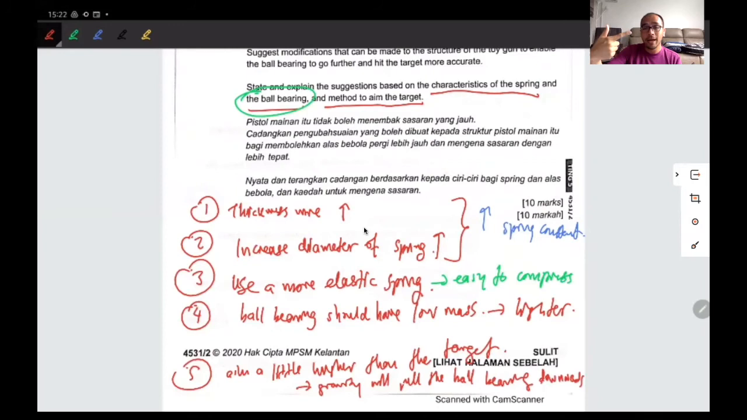Aim a little bit higher so that you will actually hit it. If you aim straight, unless you're very near, then obviously aiming straight makes sense. But you are now shooting from far, so you need to aim a little bit higher and let gravity do its magic.